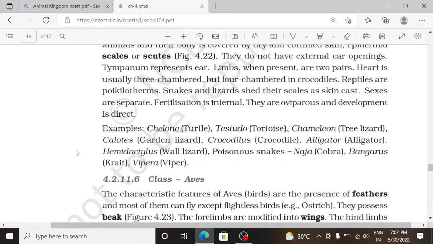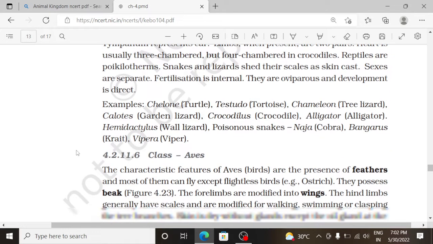Examples are Chelone, turtle; Testudo, tortoise; Chamaeleon, tree lizard; Calotes, garden lizard; Crocodilus, crocodile; Alligator, alligator; and Hemidactylus, wall lizard. Poisonous snakes: Naja, which is called as cobra, Bungarus, krait, and Vipera, viper.